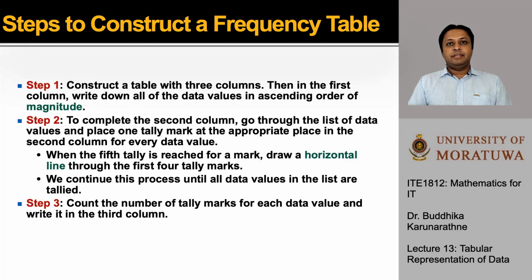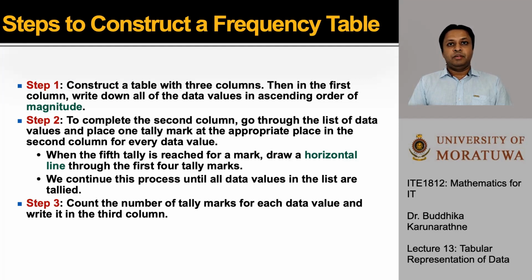There are three steps we can identify in producing this frequency table. Step one is to come up with a table with 3 columns, and then write down all the data points in ascending order. Step 2 is taking the tally: for each value, what is the number of occurrences? And step 3, based on those tallies, you derive the frequency for each value.